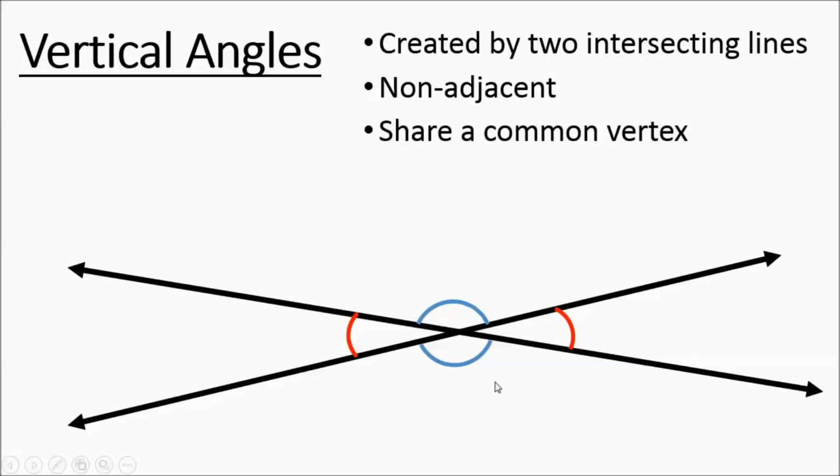They share a common vertex. They have that common intersection. They all have the same tip. And they're always congruent. So the two red angles, if this was measured 50 degrees, this other red angle would be 50 degrees. This blue angle, if it was 120, this other one would be 120 down here. And that's vertical angles.